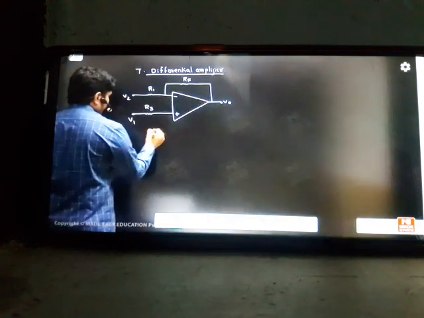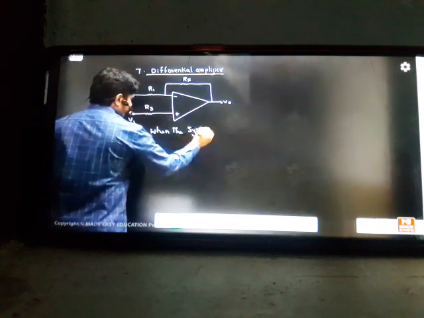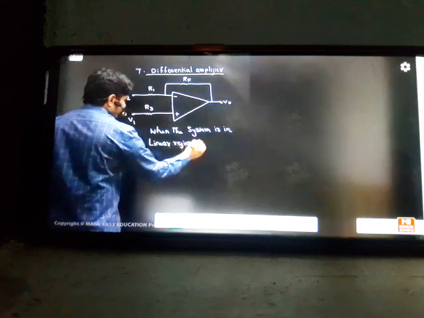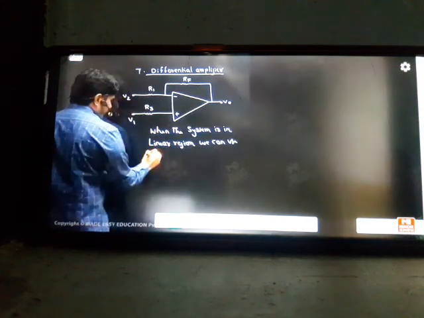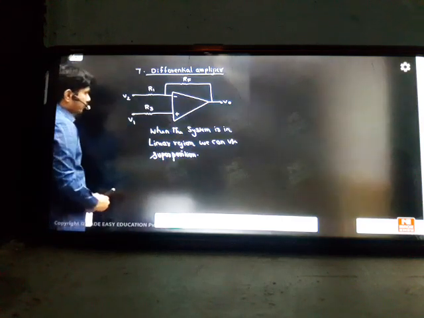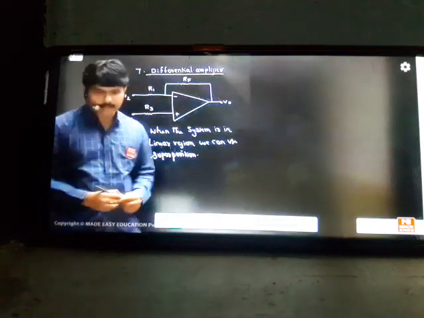So when the system is in the linear region, we can use superposition. This is the good point here. What superposition says is, at a time it's not required, you can solve one by one. Okay? You can solve one by one and add them, and you can finish off.